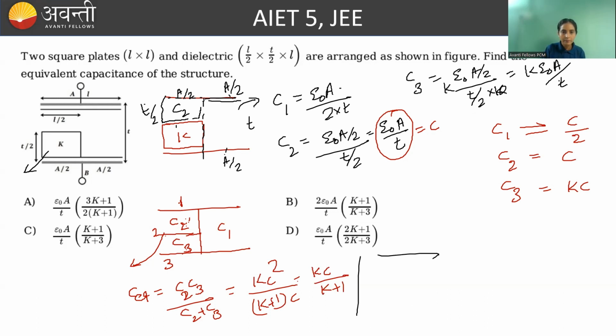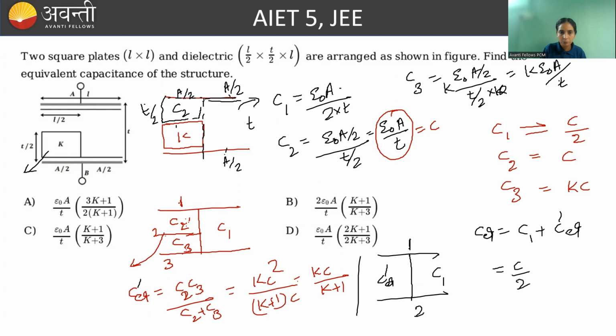After this, our capacitor became something like this. There are two capacitors. One is C1 and another is this C dash equivalent. Okay. These two are in what? These two are in parallel because both share the same plates. This is one plate, this is the other plate. So their potential difference will be the same. They are in parallel. And in parallel, we add capacitors like we add resistors in series. So here the net C equivalent will be C1 plus C dash equivalent.